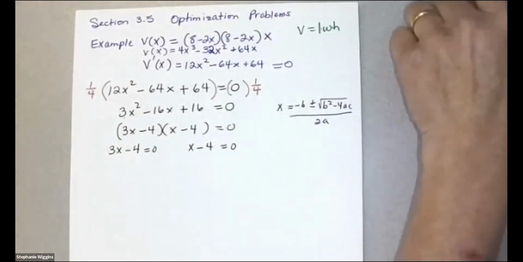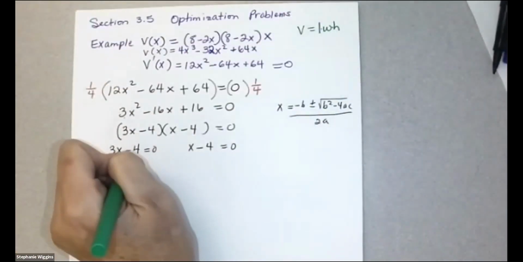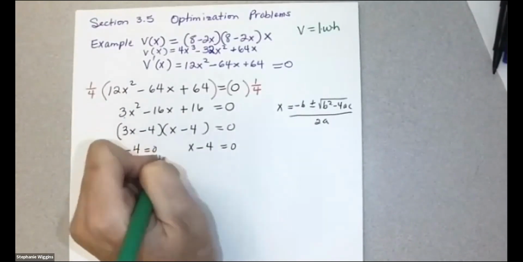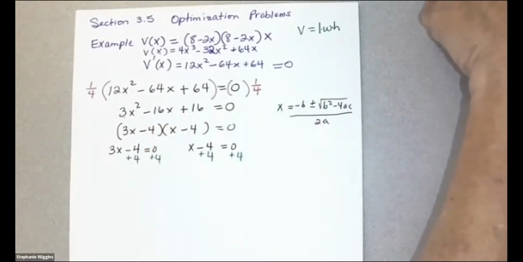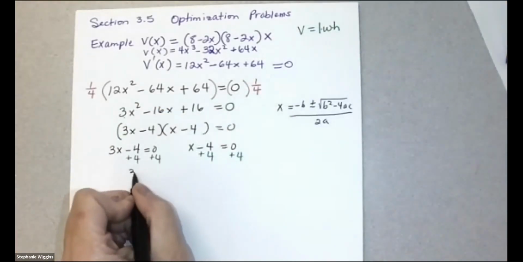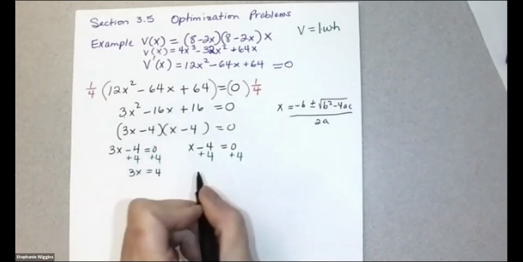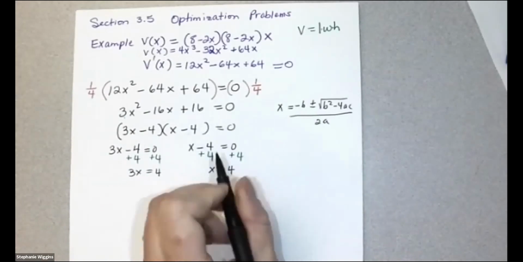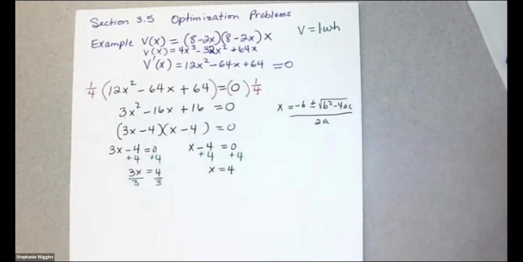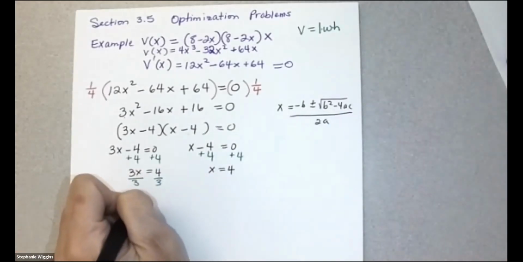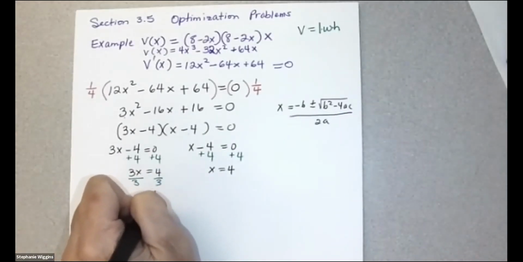And so adding 4 to each side will give me 3x equals 4 here and x equals 4 here. And then for this equation, I want to divide out by 3. And so I get that x equals 4/3.